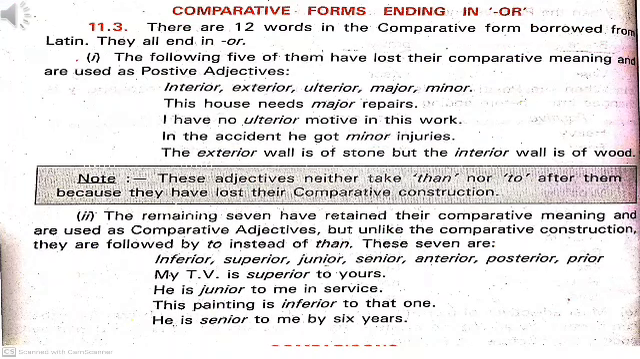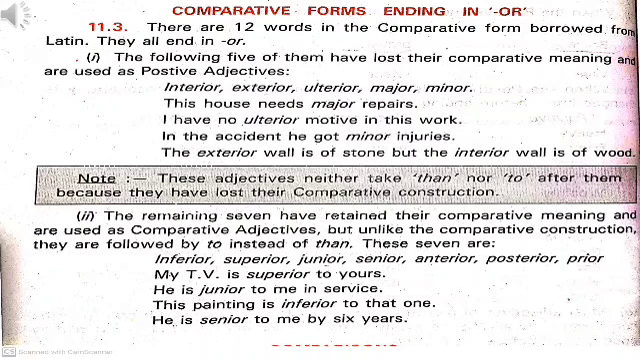Now, comparative forms ending in or. There are 12 words in the comparative form which are borrowed from Latin. First 5 words: anterior, exterior, ulterior, major, minor. These have lost their comparative meaning and these are used as positive adjectives. For example, this house needs major repairs. This is not used for any comparison.